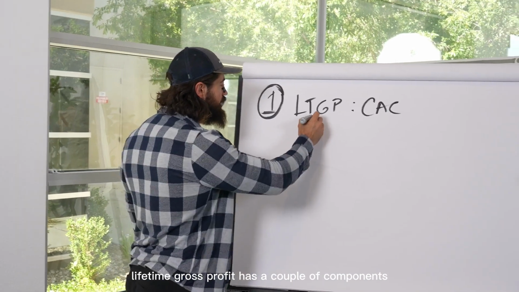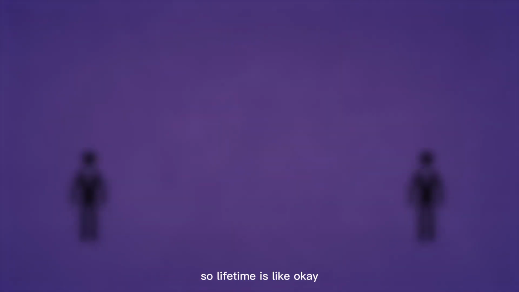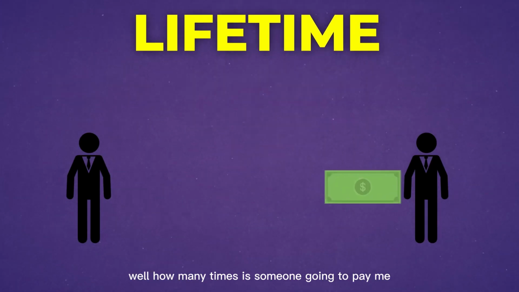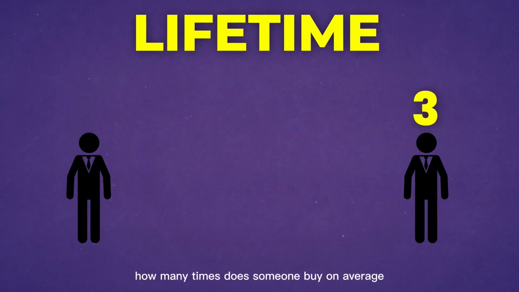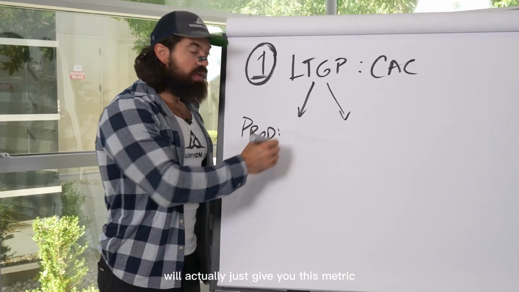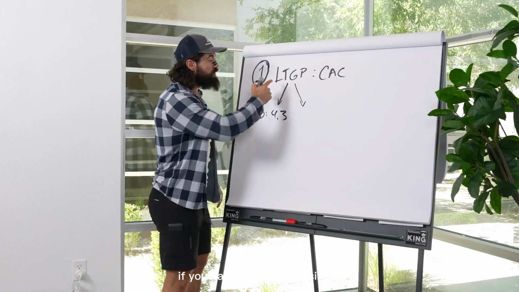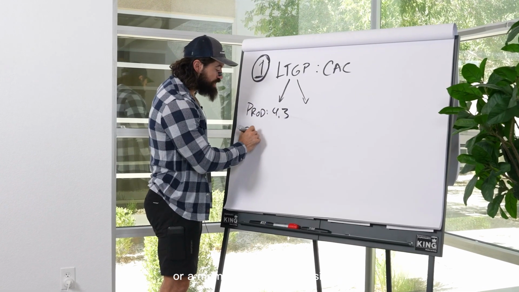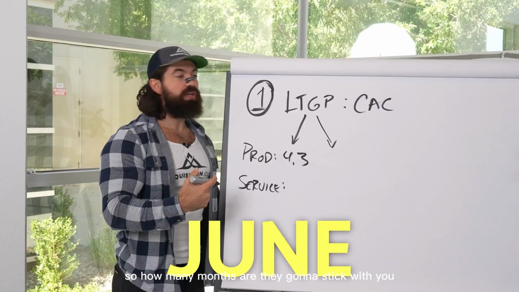Lifetime gross profit has a couple of components. There's lifetime, and then there's the gross profit component. So lifetime is like, okay, well, how many times is someone going to pay me? Within a products business, how many times does someone buy on average over the lifespan? Shopify stores, things like that will actually just give you this metric, which is like the average customer buys 4.3 times. If you have a services business or a membership-based business, then it might be the average lifespan. So how many months are they gonna stick with you?